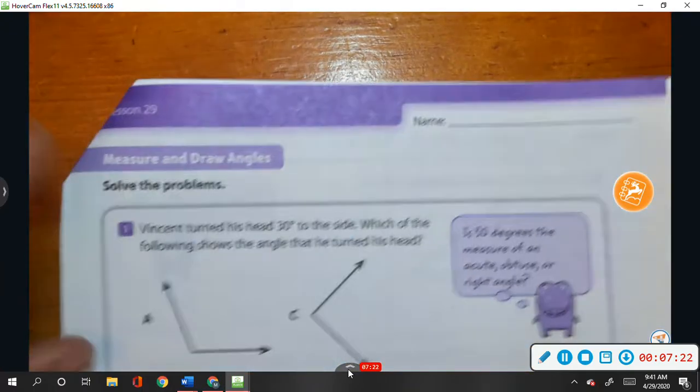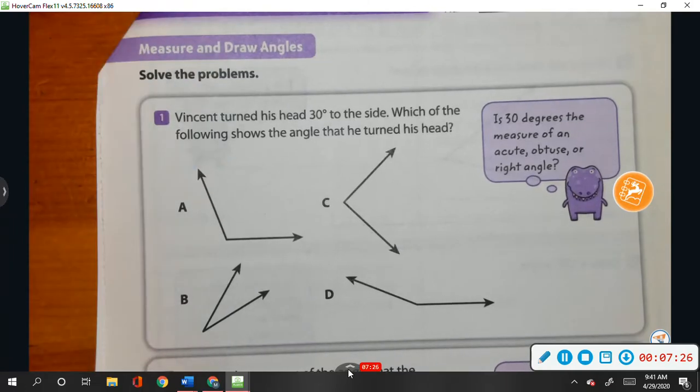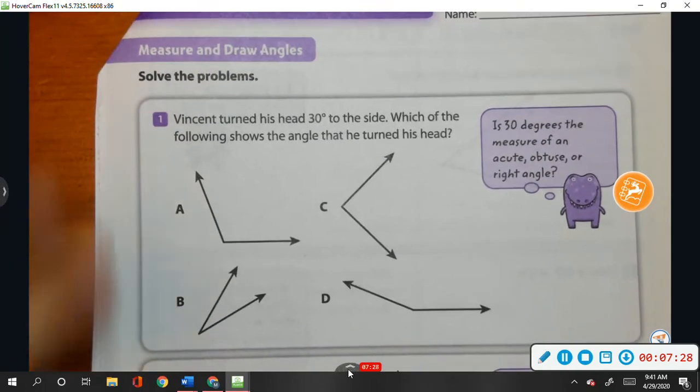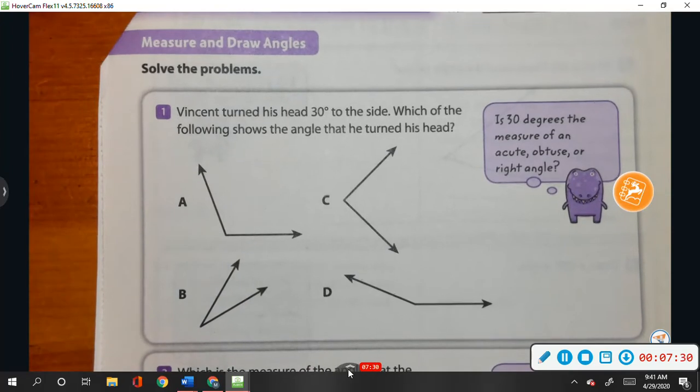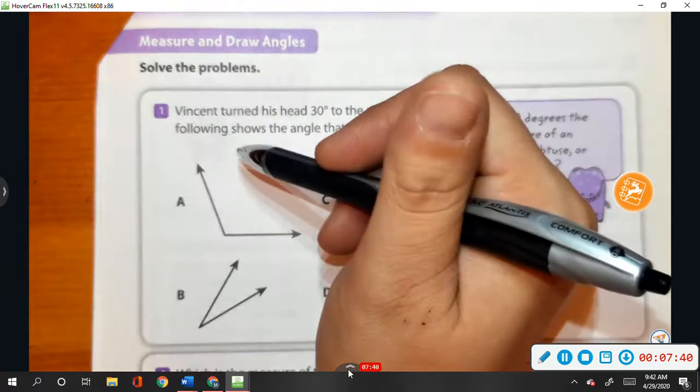Moving on to the practice page. I'm kind of flying through this because this is our guided practice, okay guys? When we come back tomorrow for lesson 30, it'll be a little bit longer because we're going to start taking these angles that we're measuring and we're going to start adding and subtracting them. So, page 317 in the practice book.